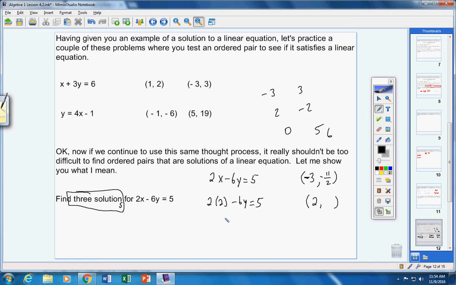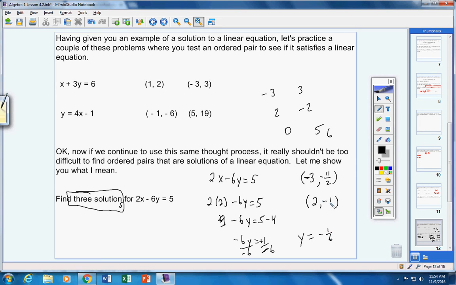Got it. 2 times 2 is 4. Negative 6y equals 5. Bring the 4 over, make it a negative 4. And now we're left with negative 6y equals positive 1. Divide by negative 6. Divide by negative 6. And y equals a positive divided by a negative is negative 1/6.